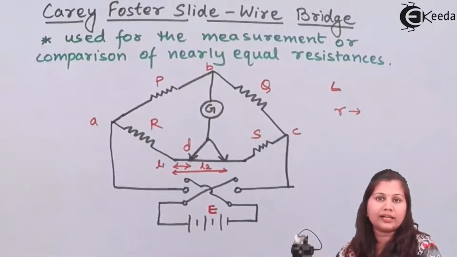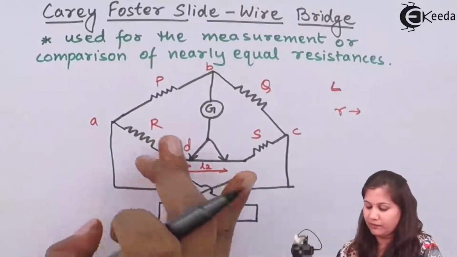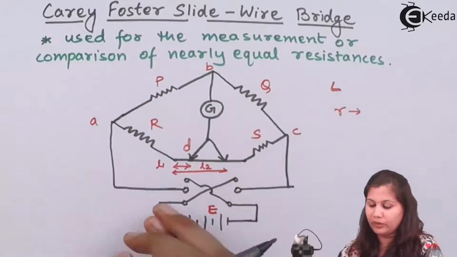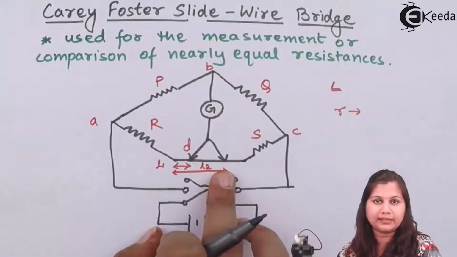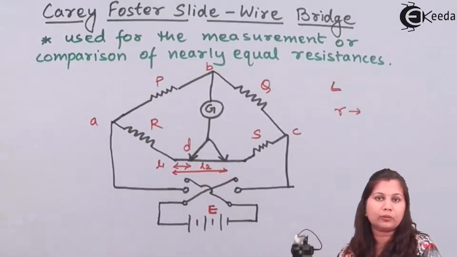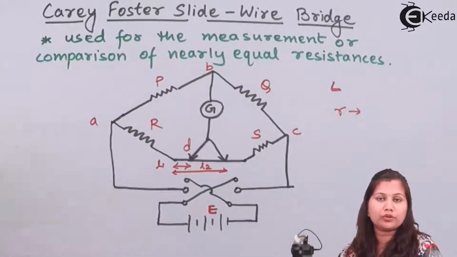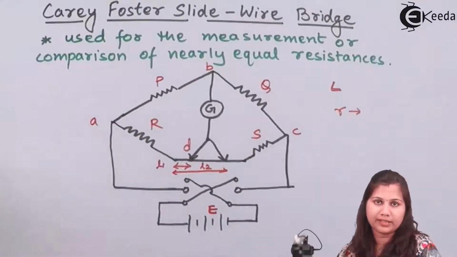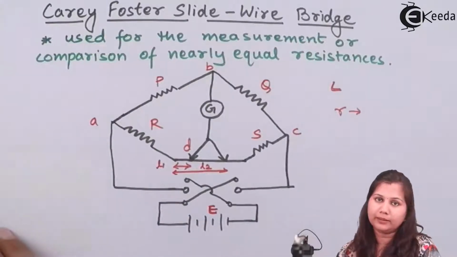Then the ratio of the four resistances is calculated. Now again we interchange these two resistances: at the position of R we connect S, and at S we connect R. Again we find the null deflection. Suppose at length L2 we find that deflection. Again we calculate the ratio of the four resistances. From the two equations, or the two connections, we obtain the value of the unknown resistance. So this is the working of the Carey-Foster slide wire bridge.